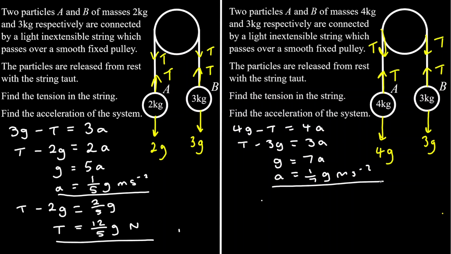Substitute A back in. So let's have T minus 3G equals, so 3 times A will be 3/7 of G. So T is going to be 3G plus 3/7 of G. 3 is 21/7. 21/7 and 3/7 will be 24/7. And that's in newtons.